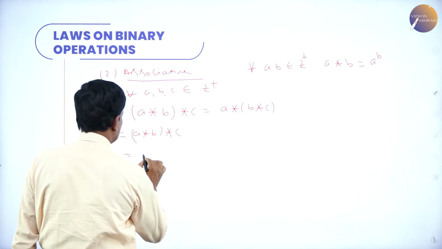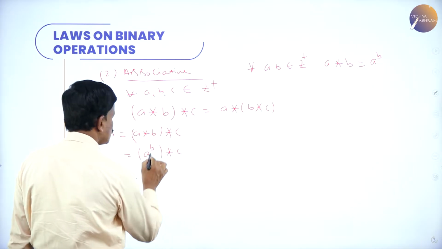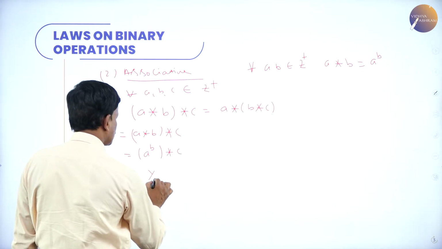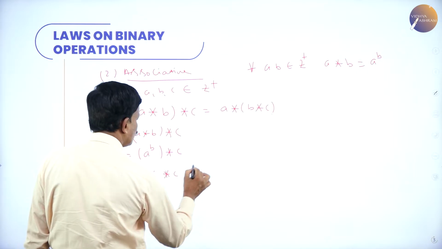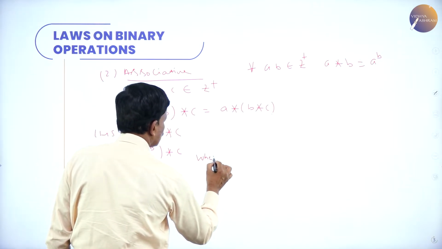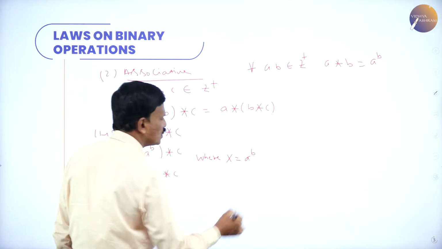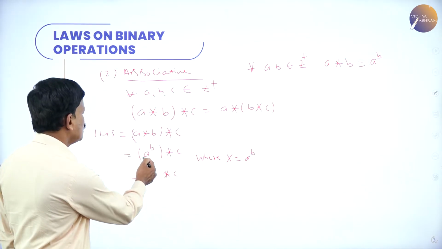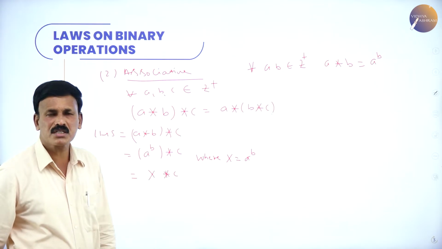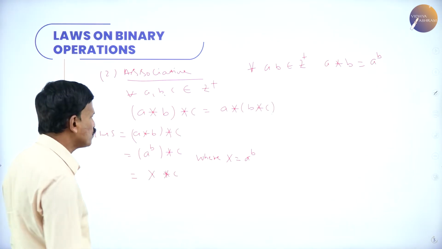(A star B) star C is equal to A to the power of B star C. Let us call it X star C, where X is equal to A to the power of B. Let us consider this as X. A to the power of B is equal to X star C, where X is equal to A power B.